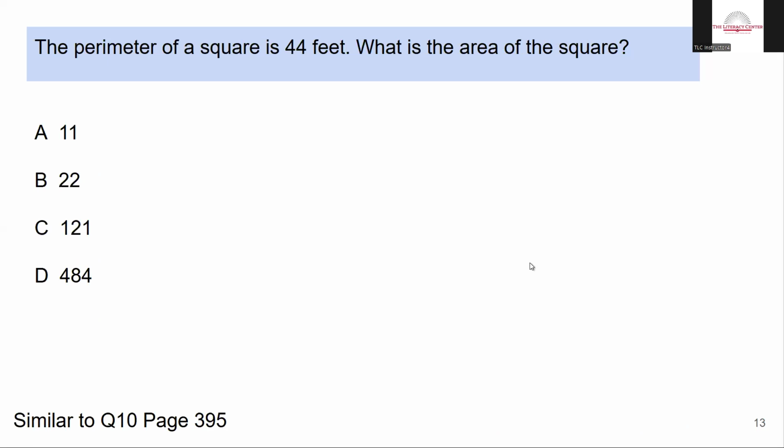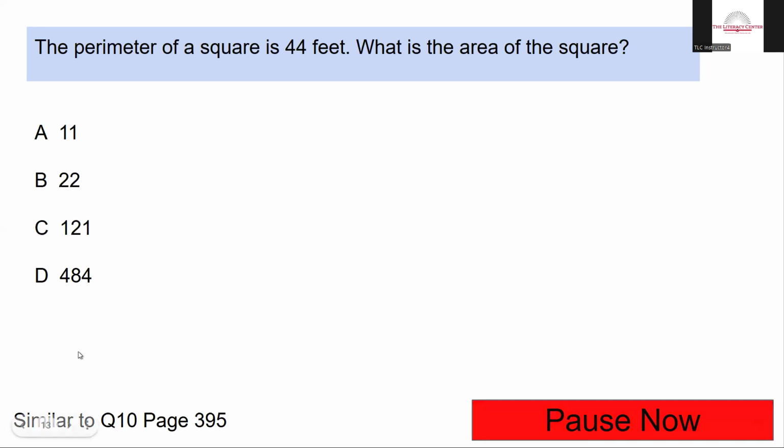The perimeter of a square is 44 feet. What is the area of the square? This one might be a little bit tricky. Pause the video.